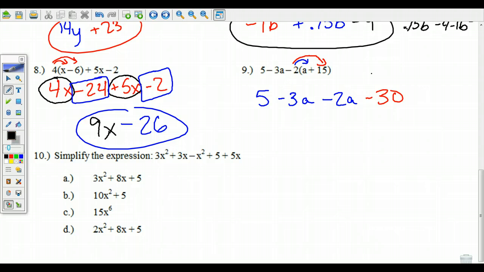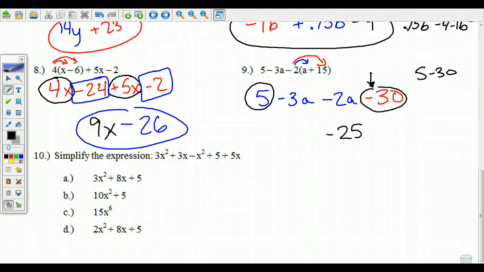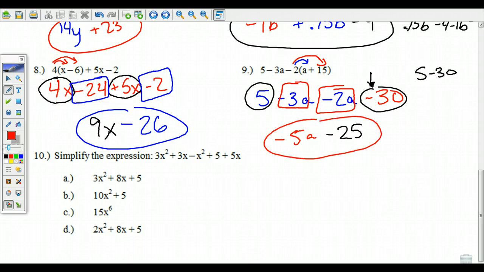As I was grading quizzes, a lot of us had a positive 30 there, or even a positive 15, because you forgot to multiply. But here we have like terms, 5 and negative 30. When you do that subtraction there, 5 minus 30 is negative 25. And then we have negative 3a and negative 2a, which is negative 5a. So that's your answer in descending order.